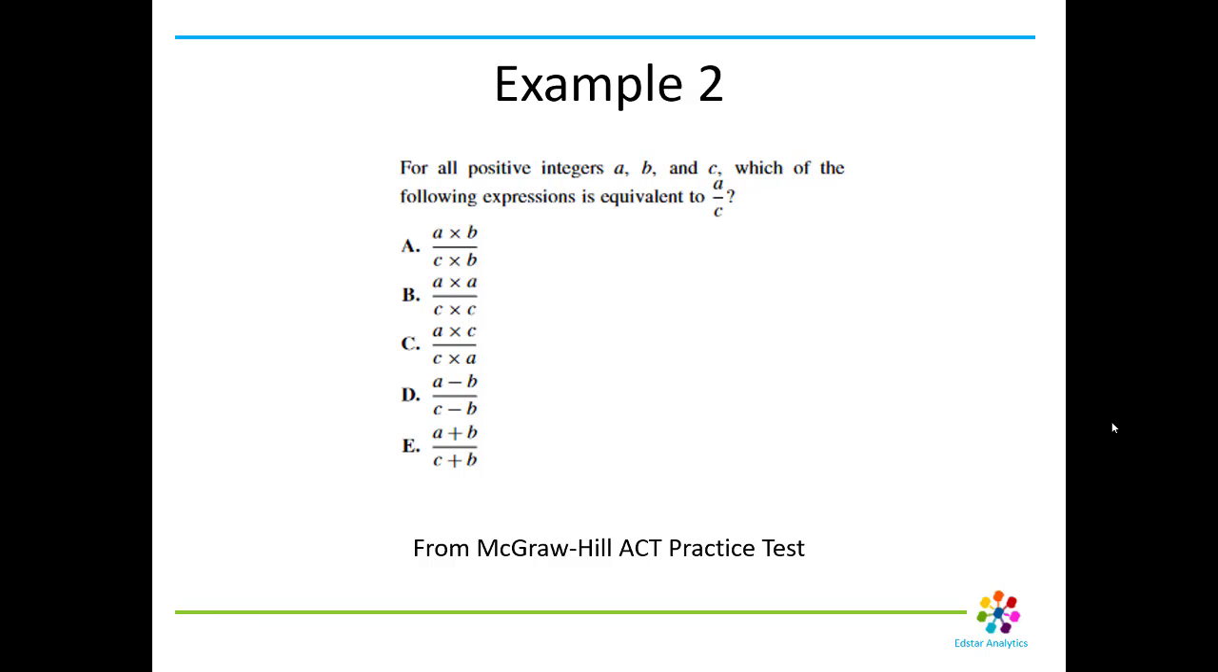Okay, here in this problem, they are testing to see if you know the difference between multiplying fractions and adding and subtracting. When we multiply fractions, we multiply straight across. So this first one here is the same as A over C times B over B. And B over B, of course, is 1, because any number over itself is 1. So this is A over C times 1, essentially. And so it's equivalent to A over C.